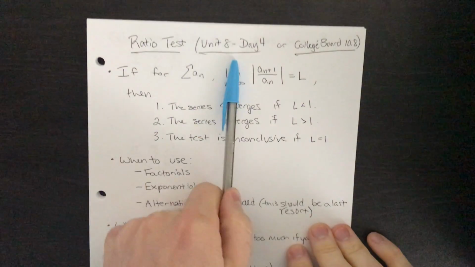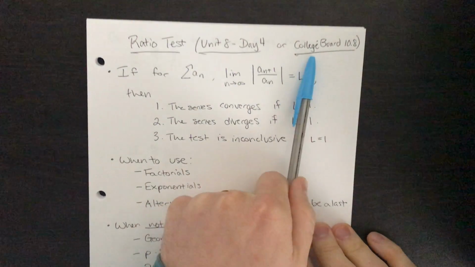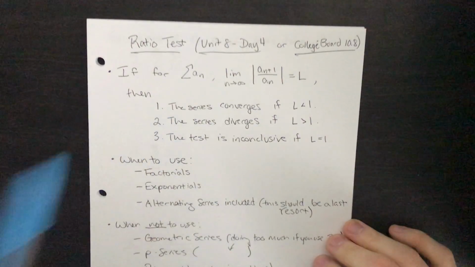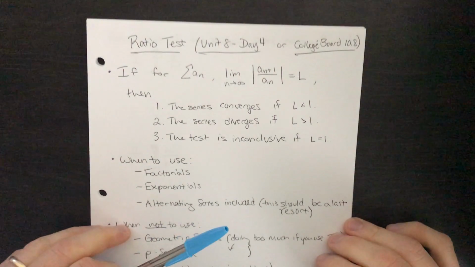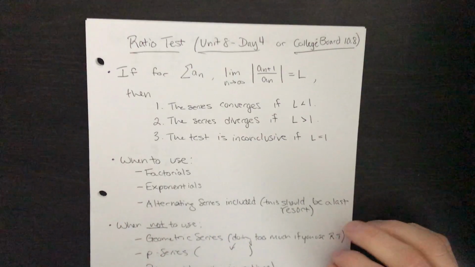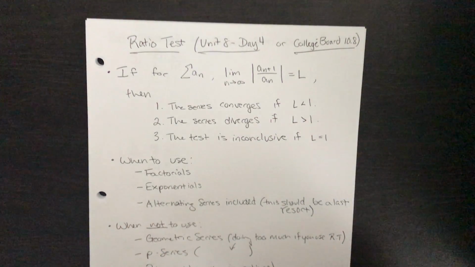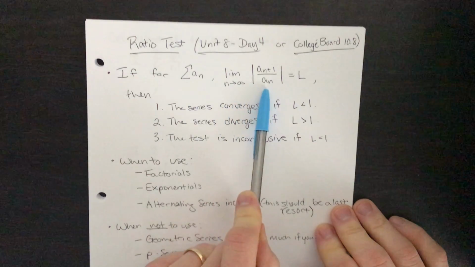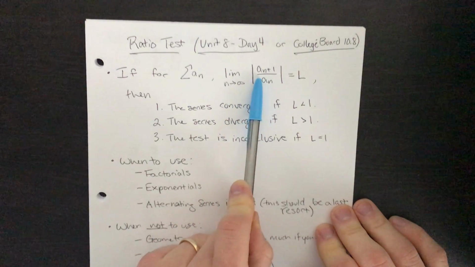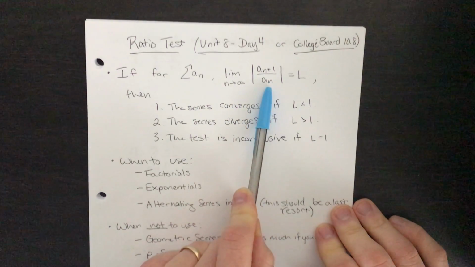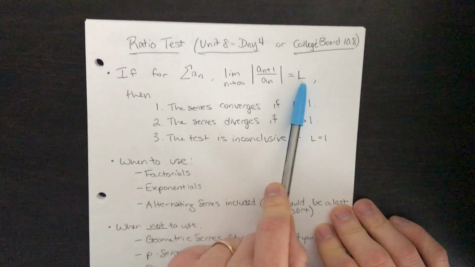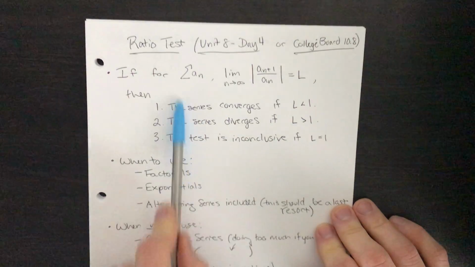So the ratio test for us was in Unit 8, Day 4, and College Board's going to reference it as 10.8. The majority of what the ratio test is doing is determining the convergence or divergence of a series. Here you can see if we have a series a sub n and the limit of its ratio of consecutive terms, a sub n plus 1 over a sub n, granted it's the absolute value of that ratio, has a value, then there's three conditions that can happen.